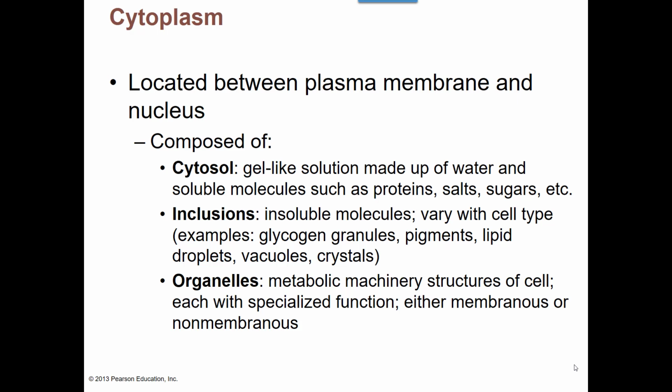It's a water-based fluid, and it does have some soluble molecules, protein, salt, sugars that are all found in there. The inclusions that we can find inside that liquid are insoluble molecules. So they're larger structures that don't dissolve in that water-based material. There's various types of vacuoles, there's some glycogen, there's some pigments, it depends on the cell and what kind of inclusions there are. And there's organelles. These are the larger structures found inside the cell. They each have their specialized function, and that's what we're going to focus on in these next slides, those organelles and what their functions are.